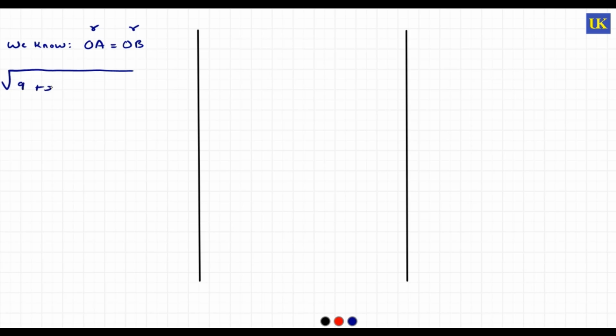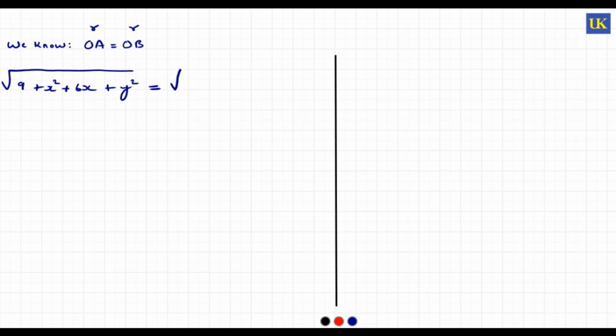9 plus x square plus 6x plus y square is equal to, I'll write the value of OB. We will write the value of OB. OB is how much? OB is x square plus 4 plus y square minus 4y. Okay.